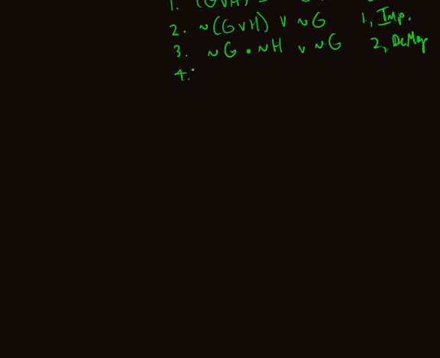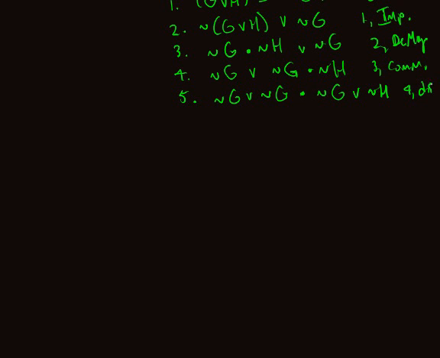For line number 4, thinking ahead, I'm going to commute this: not G, and you'll see why in a minute, or not G and not H. That's line 3 by commutation. Then for line 5, I'm going to use distribution. So that becomes not G or not G, and not G or not H. That's by 4 and distribution.